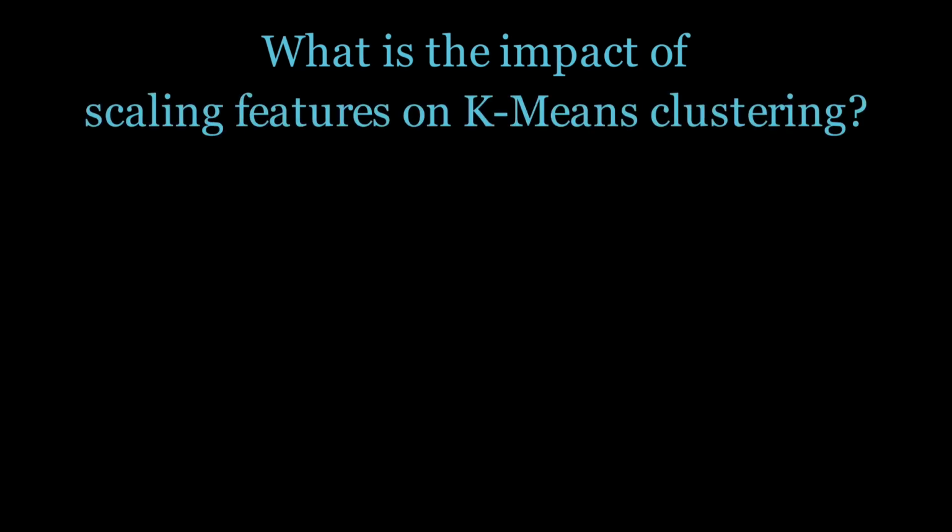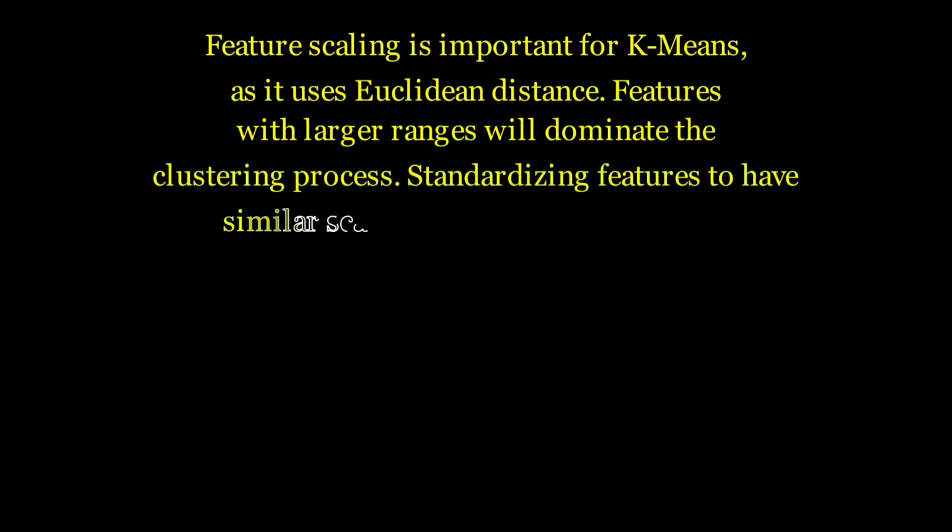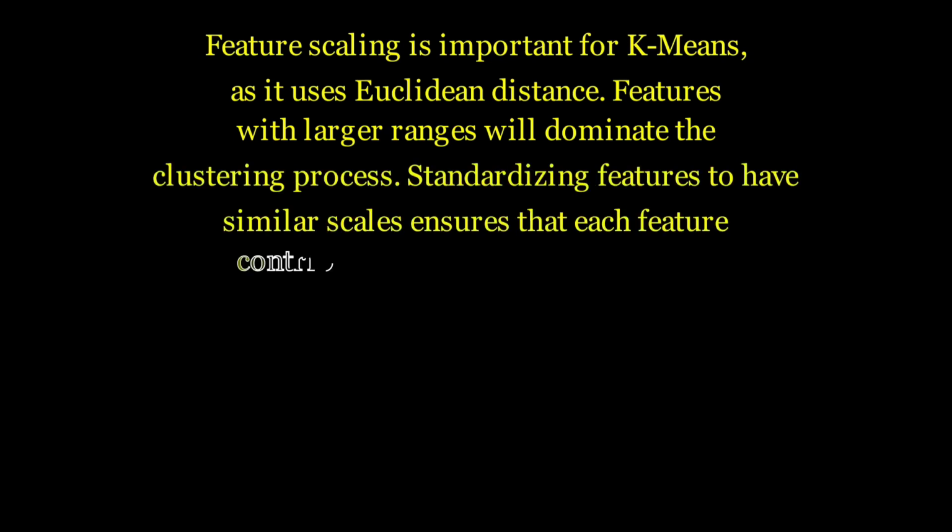What is the impact of scaling features on K-means clustering? Feature scaling is important for K-means as it uses Euclidean distance. Features with larger ranges will dominate the clustering process. Standardizing features to have similar scales ensures that each feature contributes equally to the clustering.